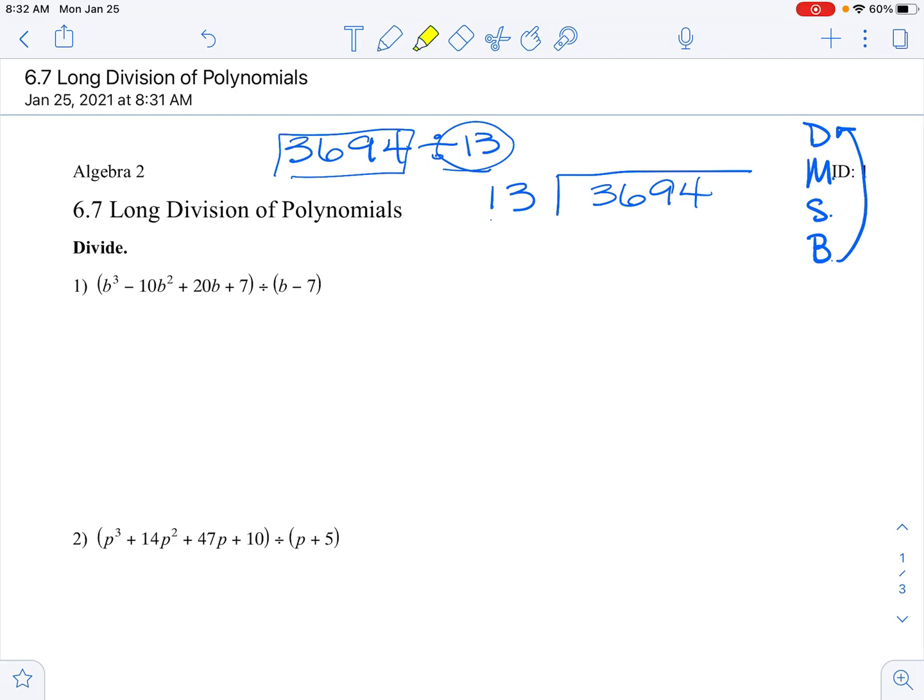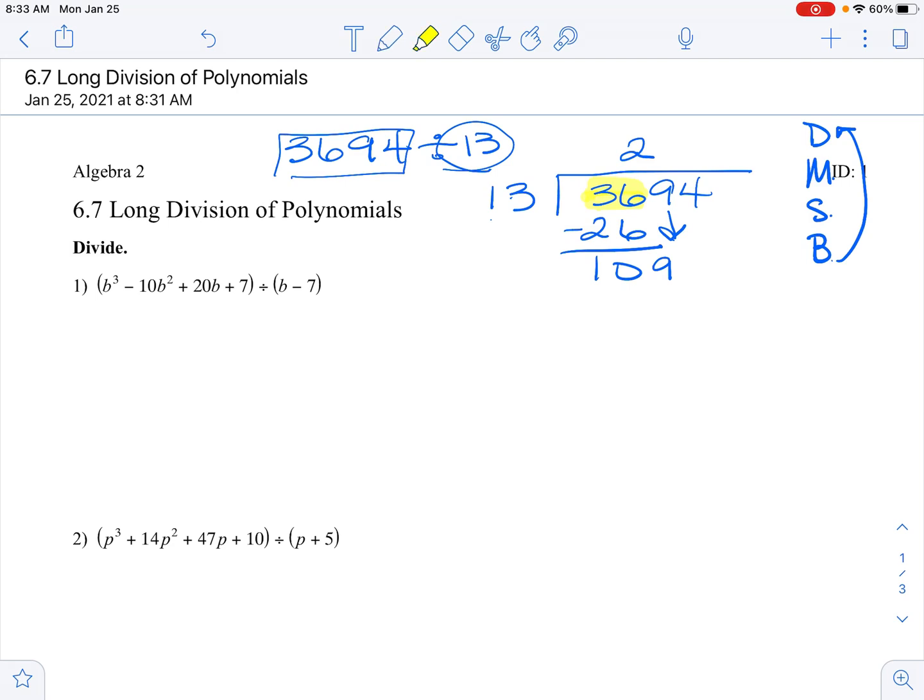So 13 is only going to go into 36. 13 goes into 36 2 times. That's our divide. Multiply, I then multiply 2 times 13. Subtract. And then I bring down only the next term. And then I repeat. So I divide.